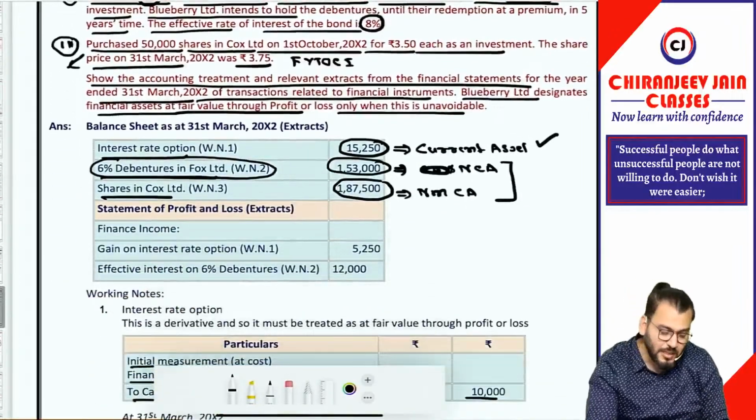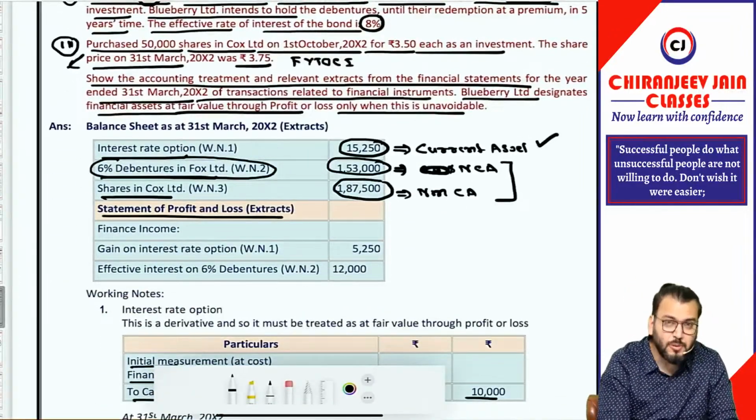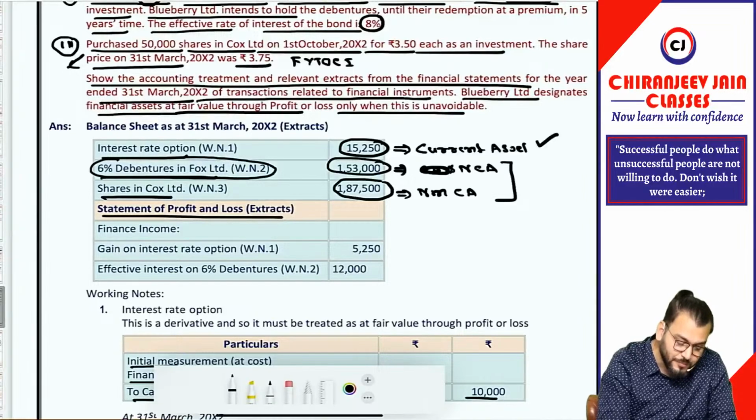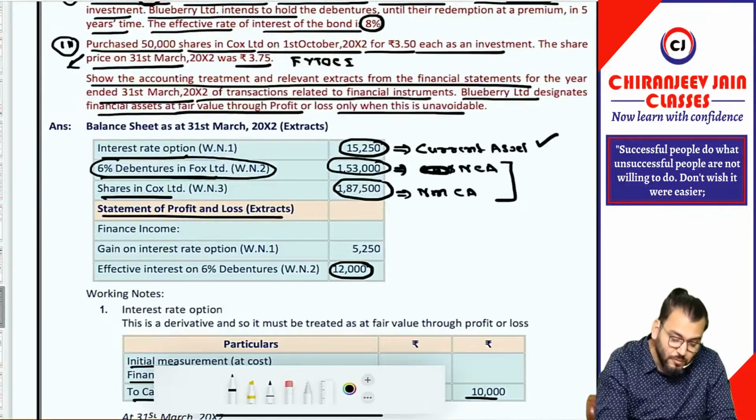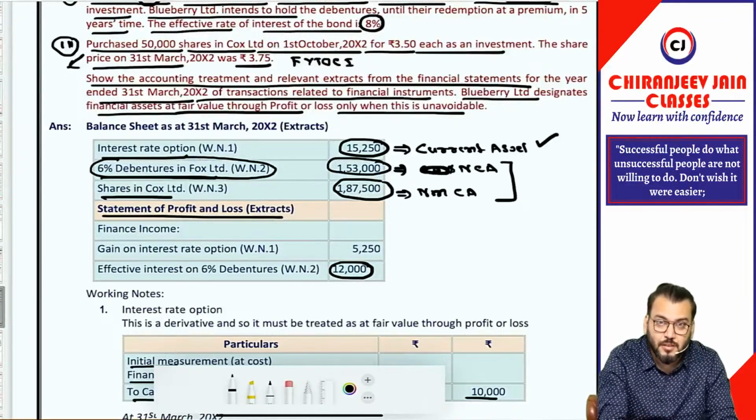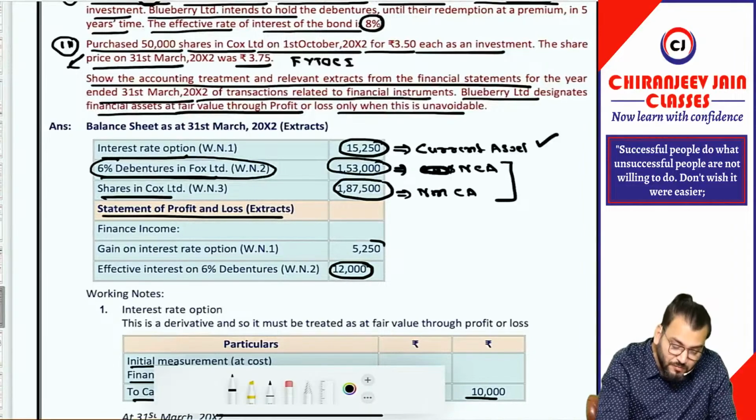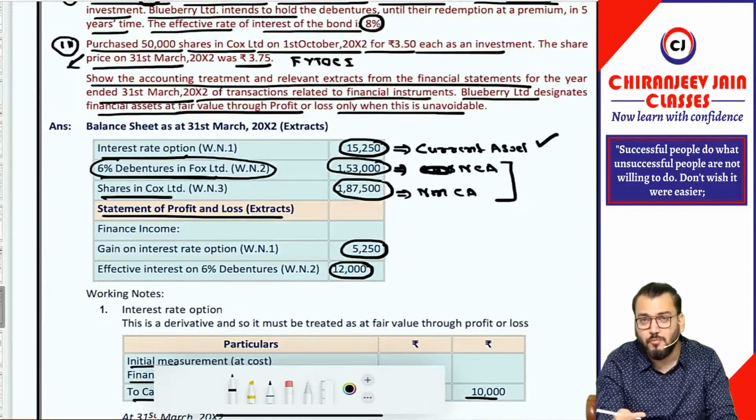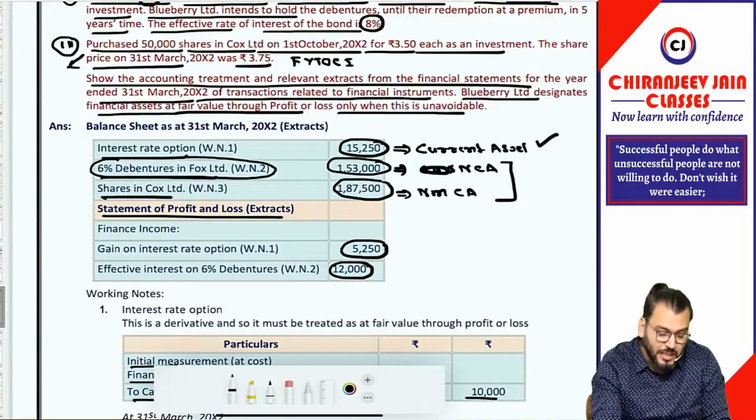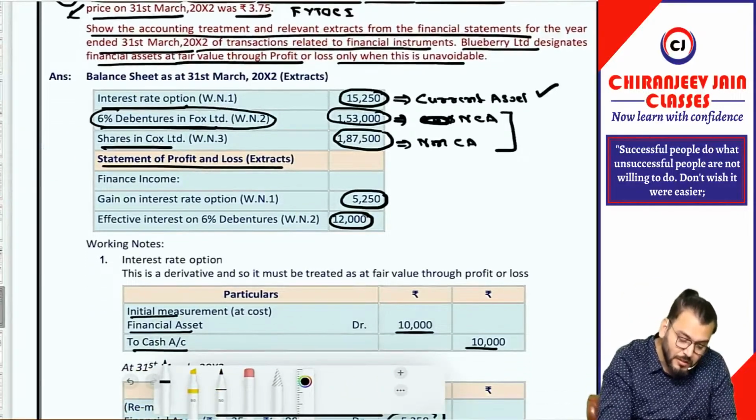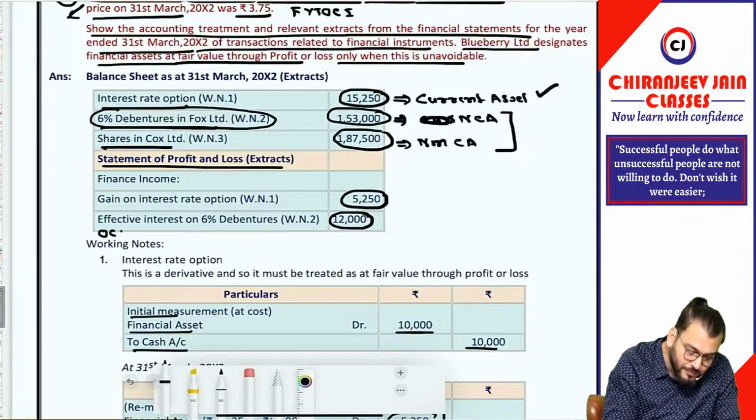Have you understood? Now in SOPL, we write down interest income. Interest income is 12,000, interest income on debenture, and there is one fair value gain of 5250, that will be transferred to PL, and there is one fair value gain which will be transferred to OCI. After this you can also write down how much will be transferred to OCI.